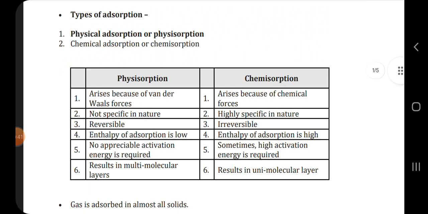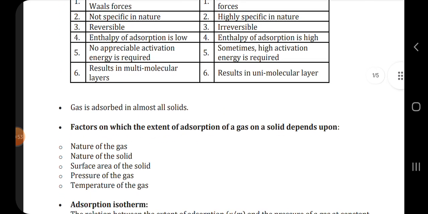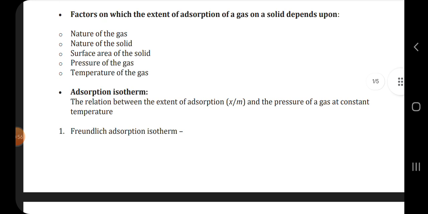There are two types of adsorption, physical and chemical. Physical adsorption is called physisorption and chemical adsorption is called chemisorption. Gases adsorb on almost all solids, and the extent of adsorption of a gas on a solid depends upon the nature of the gas, nature of the solid, surface area, pressure, and temperature. Adsorption isotherm is the relation between the extent of adsorption and the pressure of a gas at constant temperature.